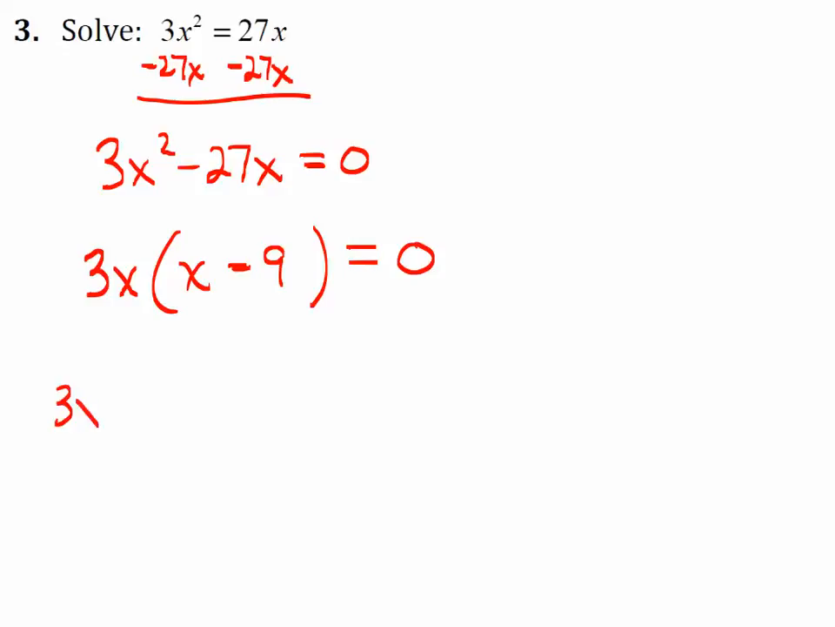So, zero factor rule. The 3x goes to a 0, and the x minus 9 goes to a 0.